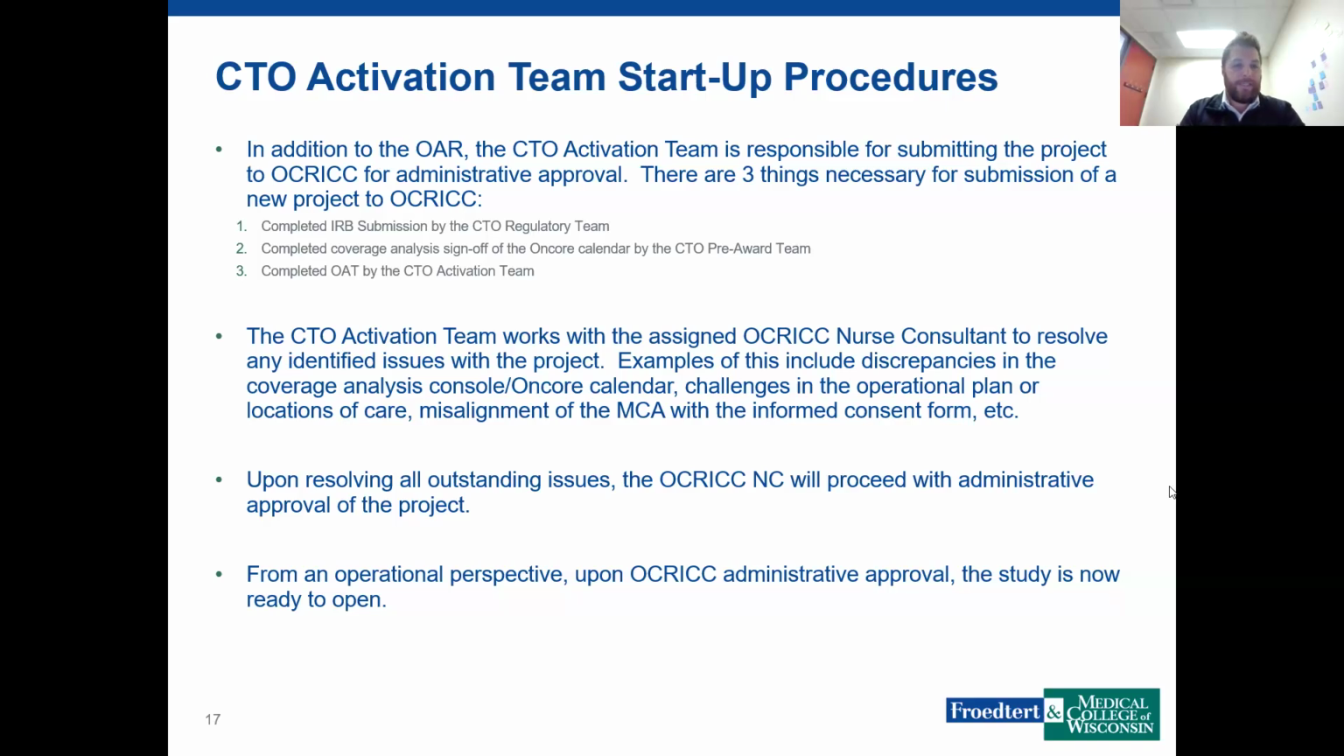And then upon resolving all outstanding issues, the OCRIC nurse consultant will proceed with administrative approval of the project. Once that happens, from an operational perspective, now the study is ready to open. So now we've hit 3 check marks. We've got our regulatory IRB approval and post-approval complete. We've got the budget and contract negotiated and executed, and we've got OCRIC administrative approval from the hospital. So you can go to the next slide, Sarah.